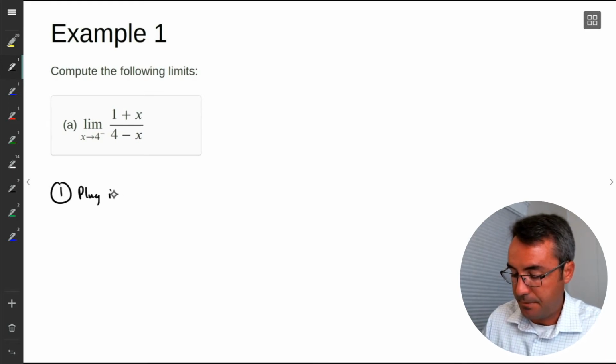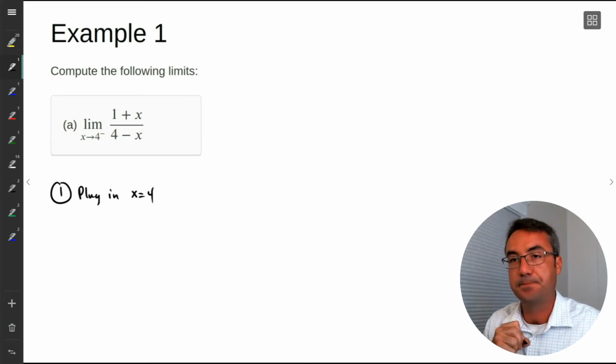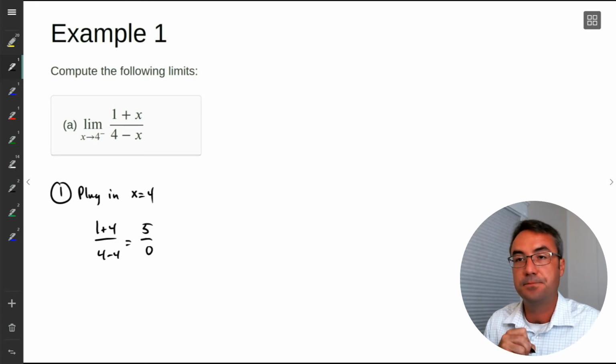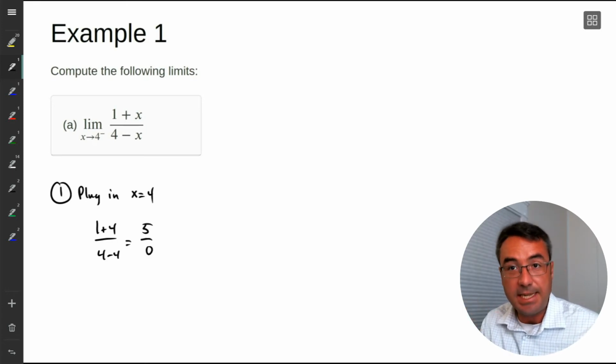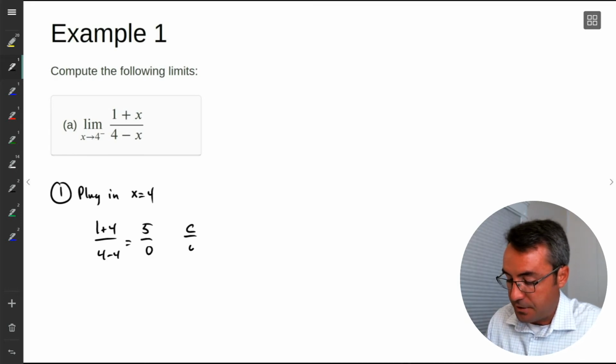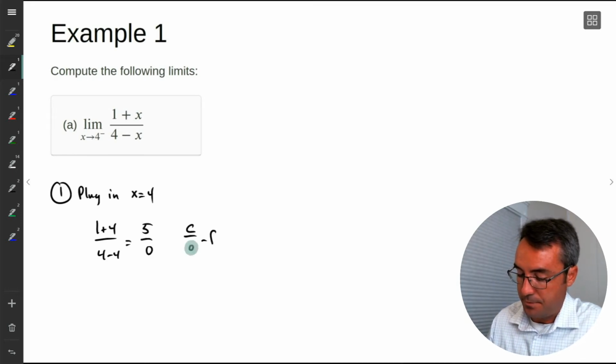So we're going to plug in x equals 4 right into the function, just to give us an idea of what's happening. All right, so let's take 4, plug it in. We get 1 plus 4 over 4 minus 4. We get 5 over 0. So what we're seeing right here with this 5 over 0, this is undefined. We can't divide 5 by 0. But this is what we're attempting to do. And this is our c over 0 form.